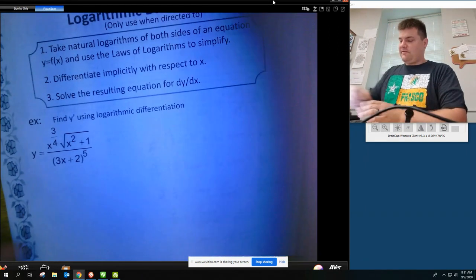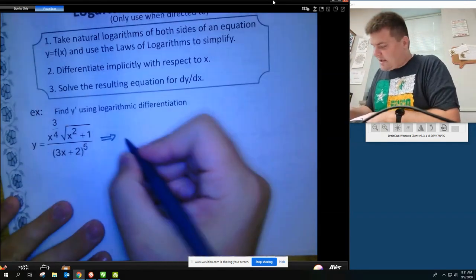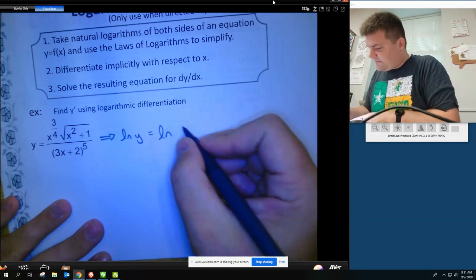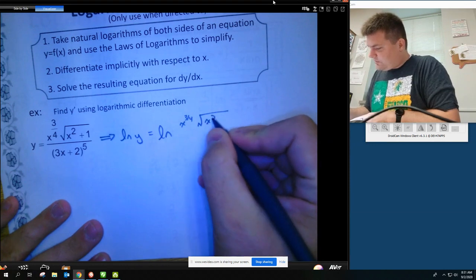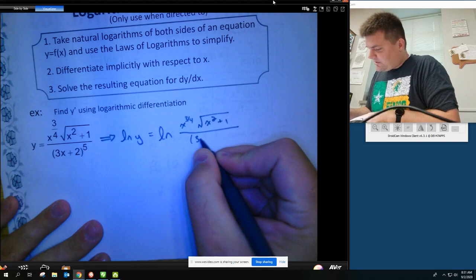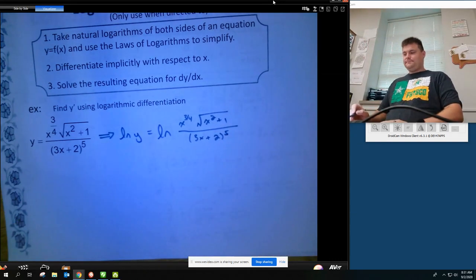So all I'm going to do here for this first step is go ahead and make this an ln of y equals ln of x to the 3/4 square root of x squared plus 1 all over 3x plus 2 to the 5th. And that's totally legal. Okay?